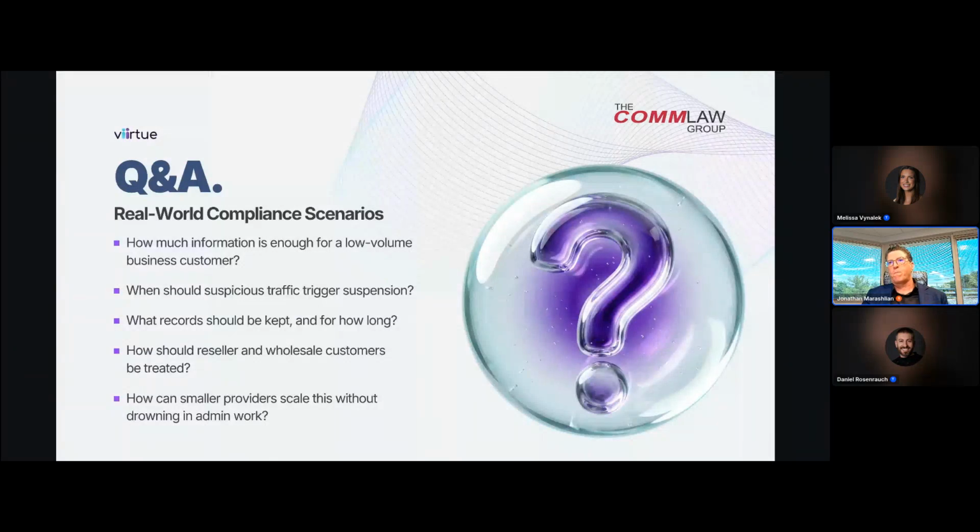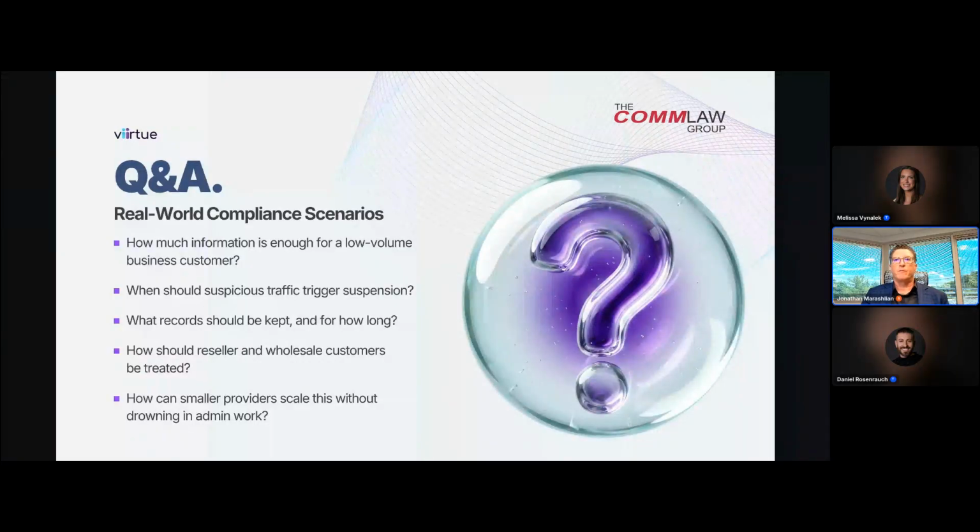Now, the fourth question. How should reseller and wholesale customers be treated? Simple, with more care. That's the short answer. Not with hostility, not with automatic rejection, but with greater care. Resellers and wholesale customers create indirect risk. You may know your direct customer, but do you know their end users? Do you know their customer screening process? Do you know what traffic they accept? Do you know whether they serve marketers, dialers, lead generators, political campaigns, foreign traffic sources, or other providers? Do you know whether they allow sub-resellers? Do you know whether they can identify the source of a call quickly?